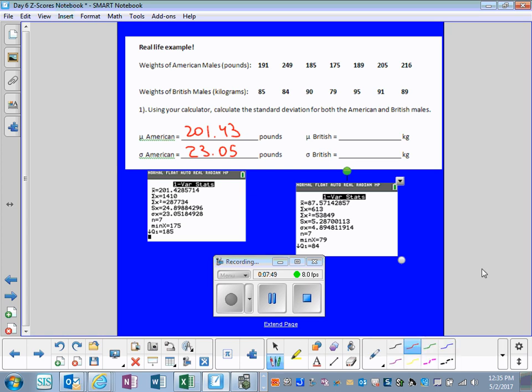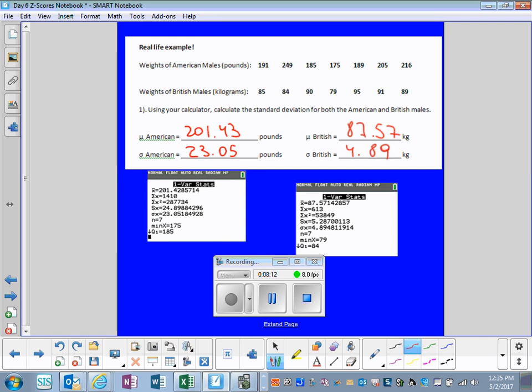So for the British males, I have the mean 87.57 kilograms, and the standard deviation is 4.89. Very good.